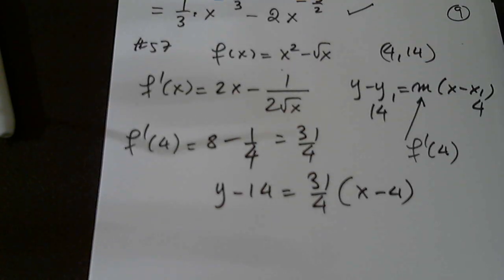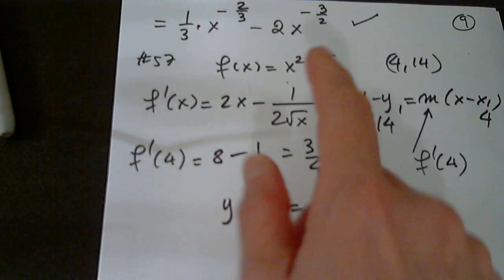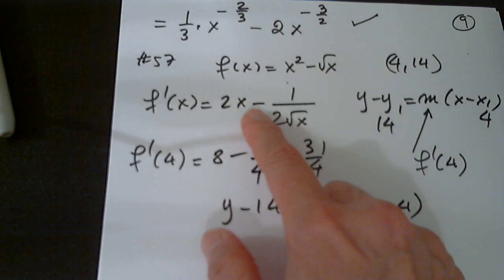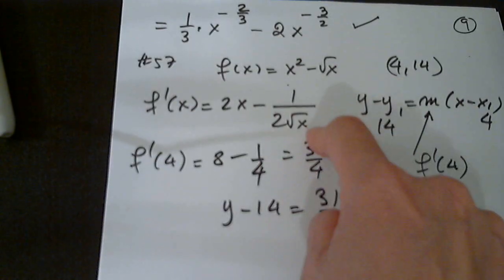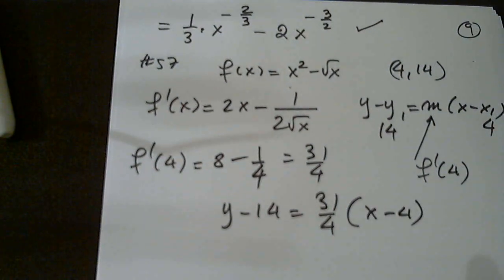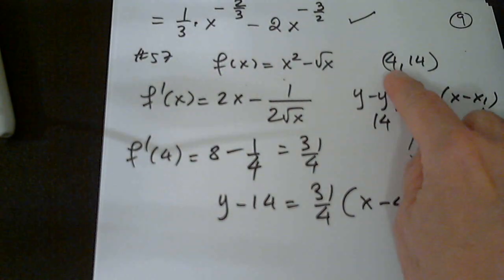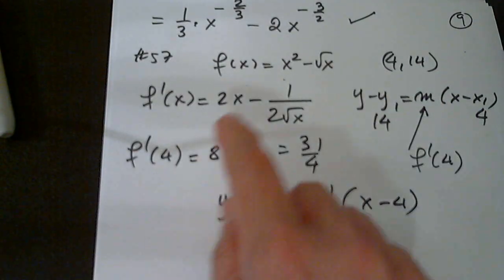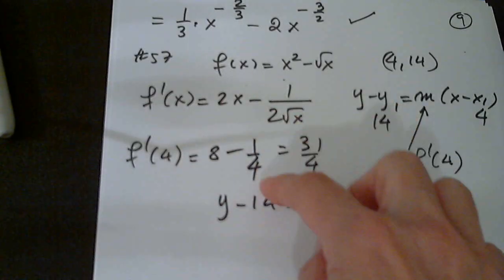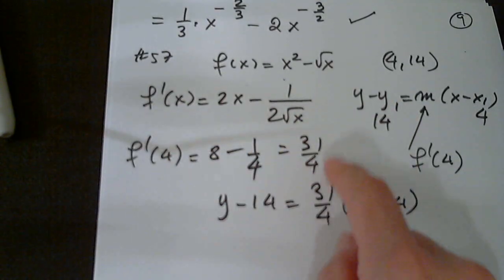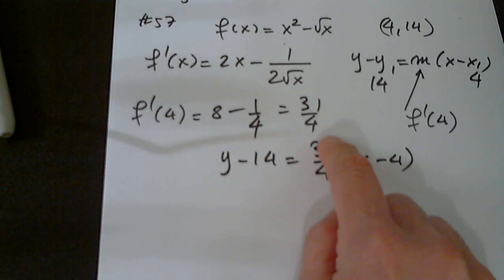This is much faster because we are using a shortcut. X squared prime is 2x minus, I already know the square root of x prime is 1 over 2 the square root of x. Boom. No calculations needed. I know that the x value is 4. 2 times 4 is 8. The square root of 4 is 2. 2 times 2 is 4, negative 1/4. 32 minus 1, 31 over 4.